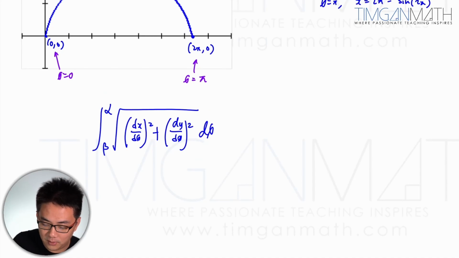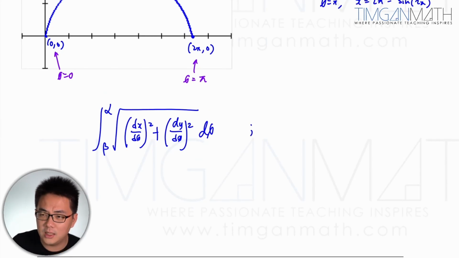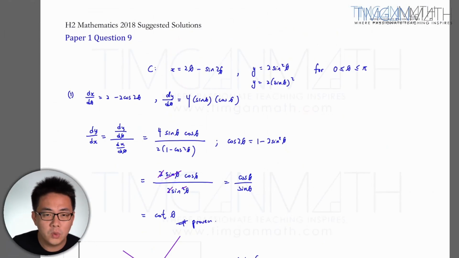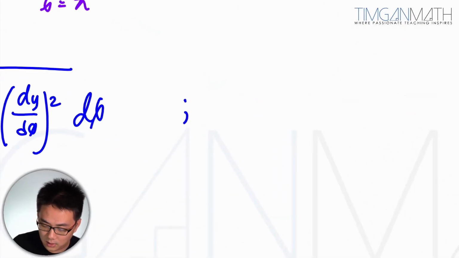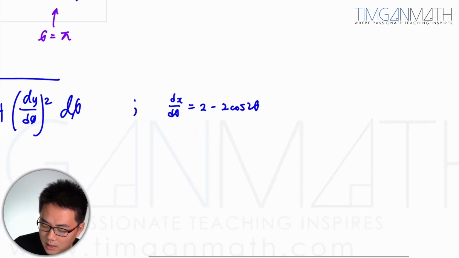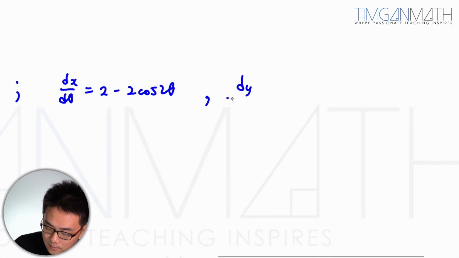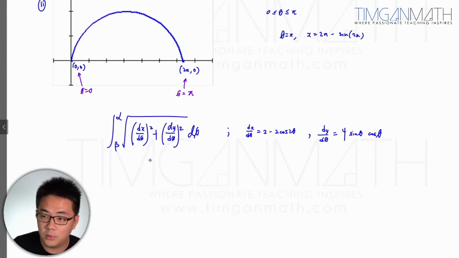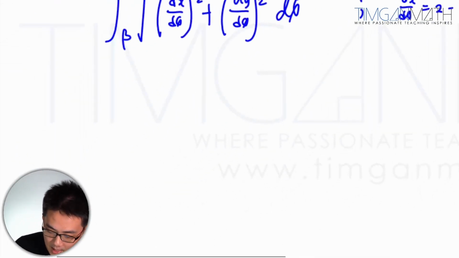I think it's pretty okay, because what we need to do is just put the dx/d theta inside. dx/d theta is 2 minus 2 cosine 2 theta. Then dy/d theta will be 4 sine theta cosine theta. That's pretty okay, so we just put it into this expression here.